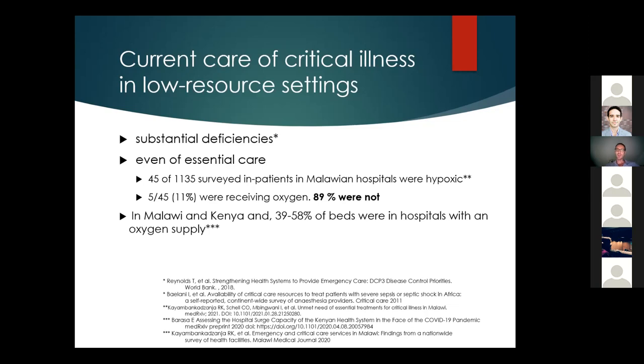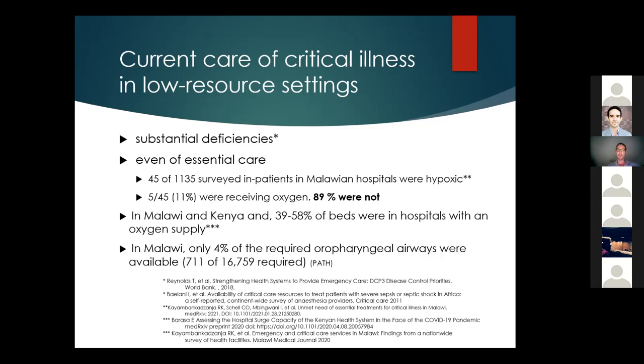In Malawi and Kenya, roughly half of the beds are in hospitals with an oxygen supply. And if we think of consumables, in this survey that Raf was talking about as well, oropharyngeal airways, which are these small plastic airways for unconscious patients to keep their airways open, only 4% of the estimated requirement are currently available in country. So it's a huge lack of very basic things.